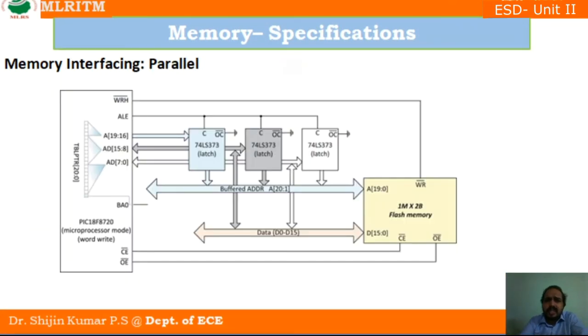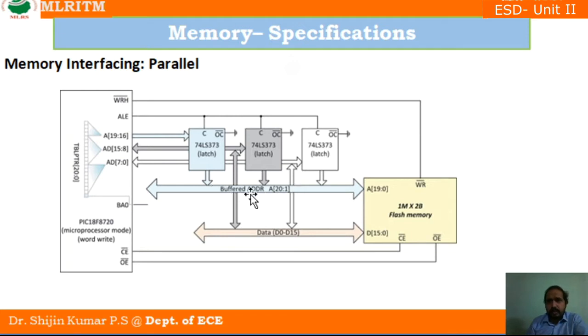This diagram shows an interfacing using parallel interface. Here we are connecting a flash memory or a data memory. If you look at this line, D0 to D15, it is connected to the processor. This portion is the processor and this is the flash memory. Here we are using a parallel line.